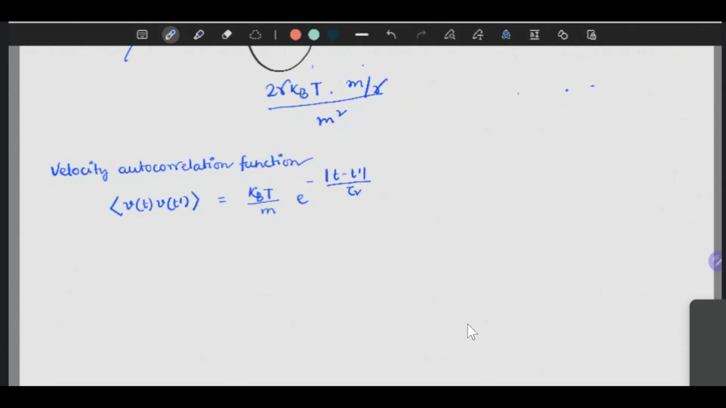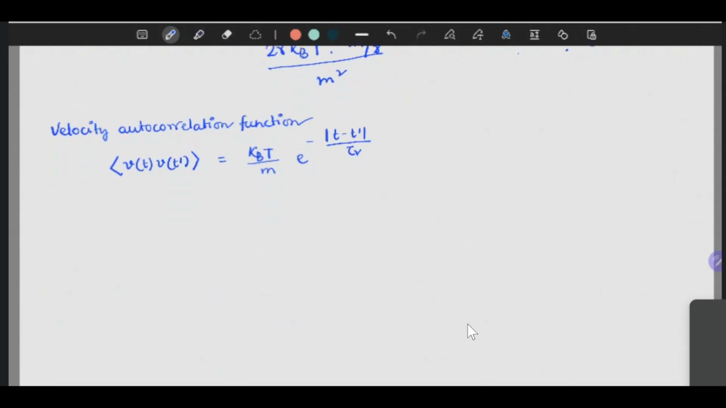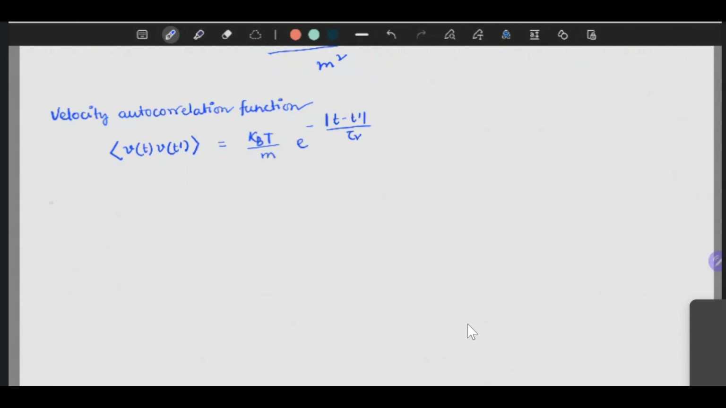Now let's calculate the mean square displacement from this. So <(x(t) minus x0) whole squared> was 2 into integral 0 to t. So how to get to this? To understand this, let's discuss in the following manner.